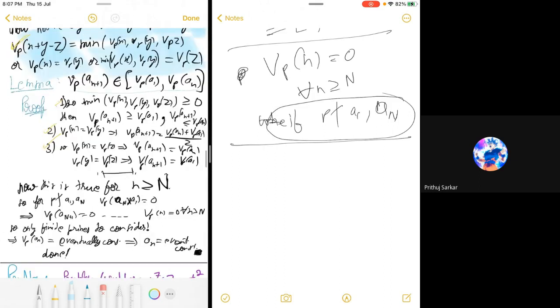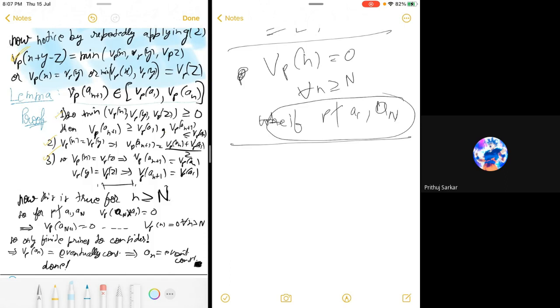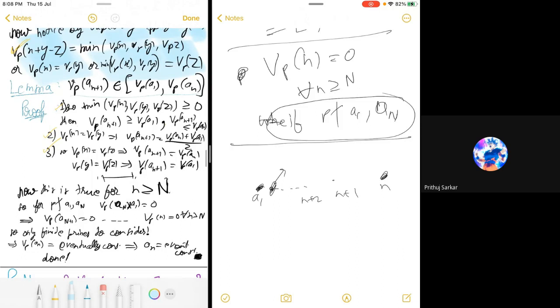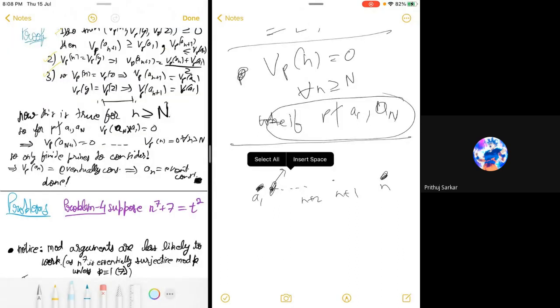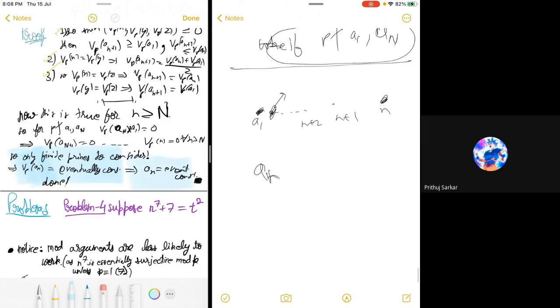Now notice that this lemma says that Vp of a_{n+1} always lies somewhere in between, suppose Vp of a1 and Vp of aN, then this is N plus 1, N plus 2. So it will eventually become constant, because this is a sequence of integers. So we get that Vp of a_n is eventually constant. And there are only finitely many primes to consider. So a_n actually becomes eventually constant. So we have done this.